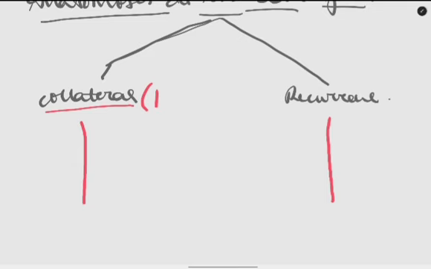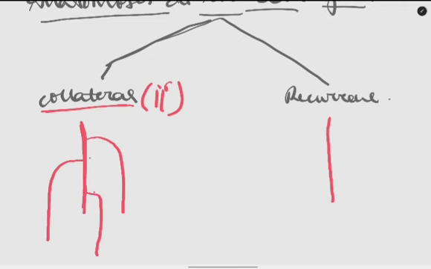Just remember, parallel or lateral, it is called as a collateral. So this is the main artery, and if the branches of this artery are in this direction, they are parallel to each other. So look, this is parallel and also this is parallel, so this is the parallel, it will be called as the collateral artery.